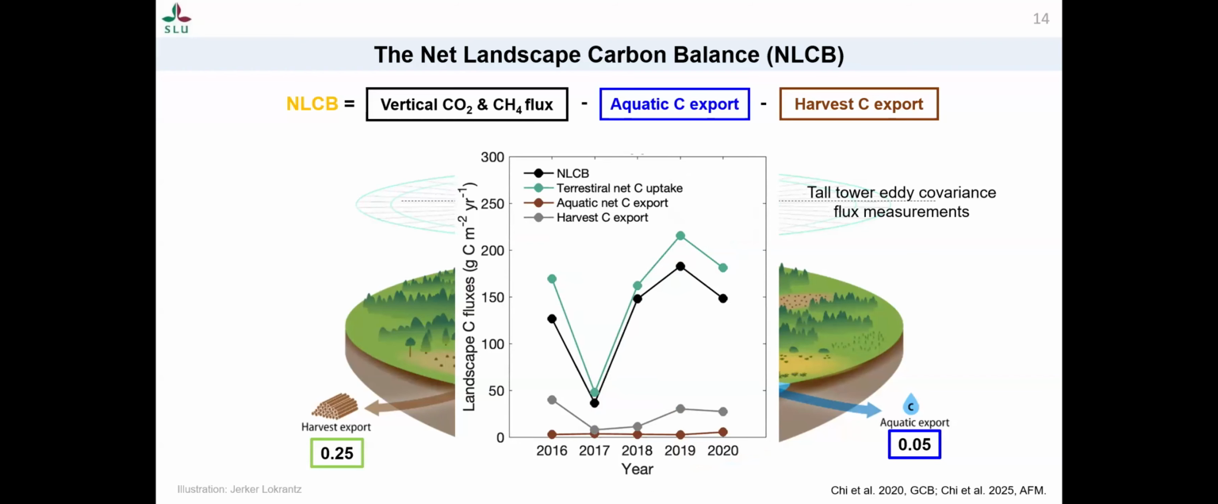You also see that the terrestrial carbon flux dominates the NLCP, whereas the aquatic and harvest carbon losses are small but still significant enough to make an impact on the net carbon balance.